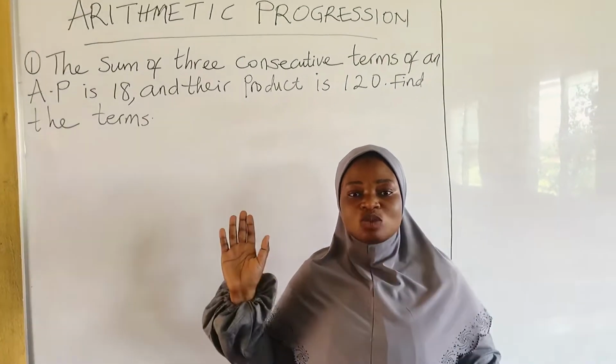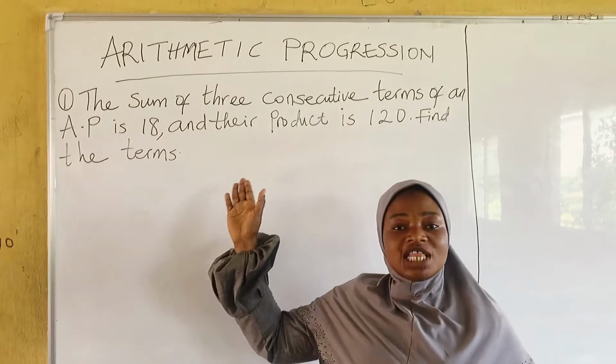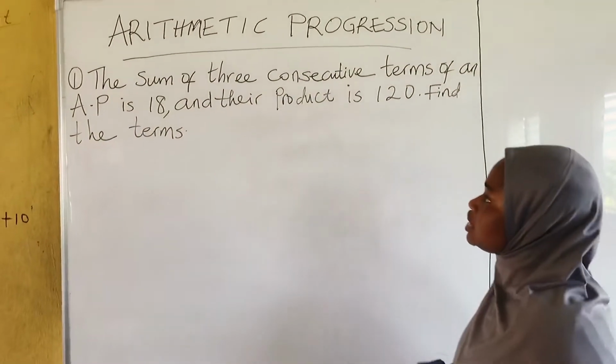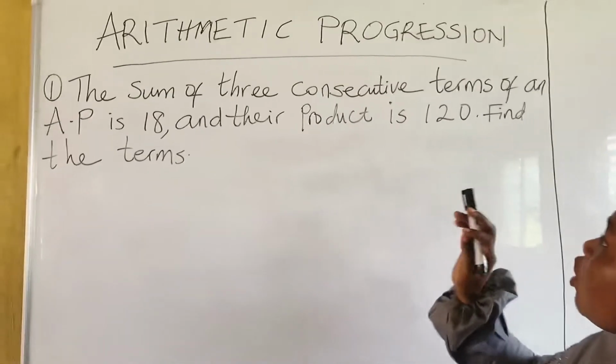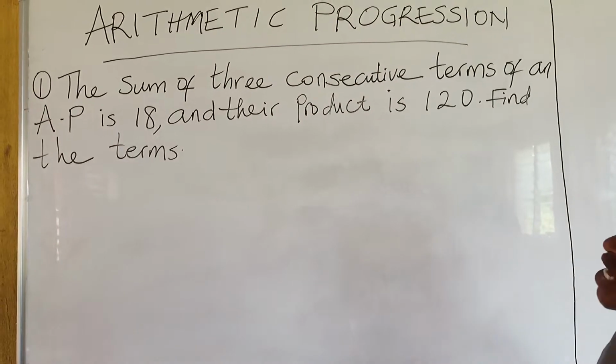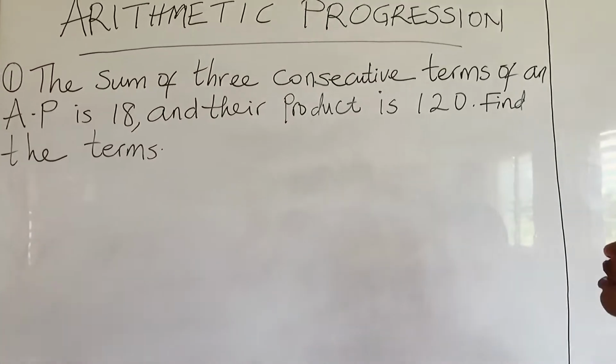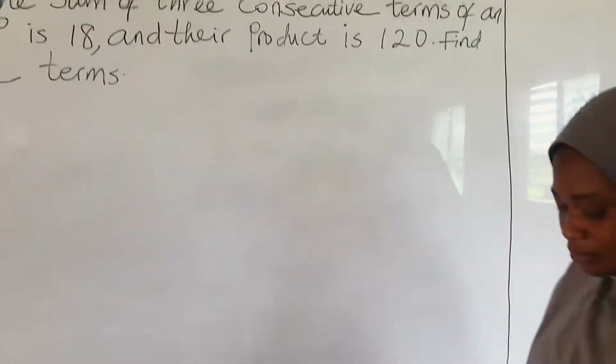So in today's class, we want to solve questions on the arithmetic progression. So let's quickly read it. The sum of three consecutive terms of an AP is 18 and their product is 120. Find the terms. Solution.